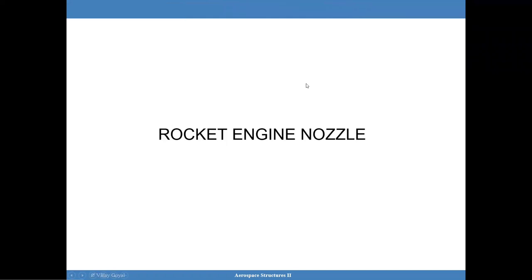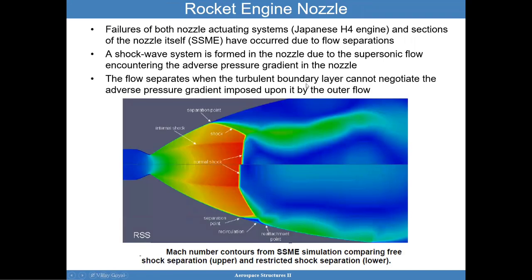Let's give an example of a rocket engine nozzle. Failures of both nozzle actuating systems, such as the Japanese H4 engine, and sections of the space shuttle main engines have occurred due to flow separations. There could be a shock wave system that's formed in the nozzle due to the supersonic flow encountering adverse pressure gradients in the nozzle. The flow separates when the turbulent boundary layer cannot negotiate the adverse pressure gradients imposed upon it by the outer flow.